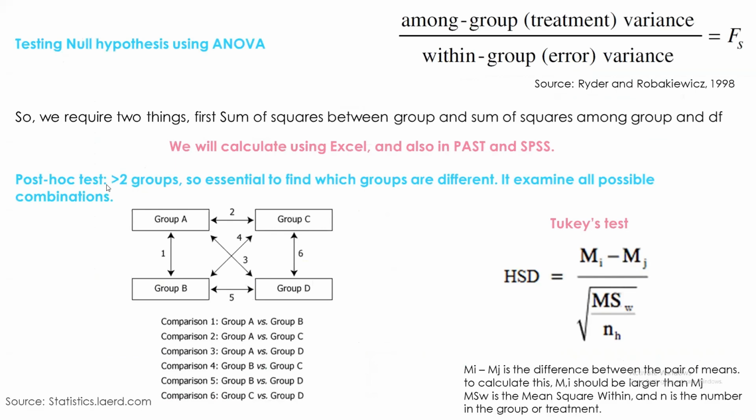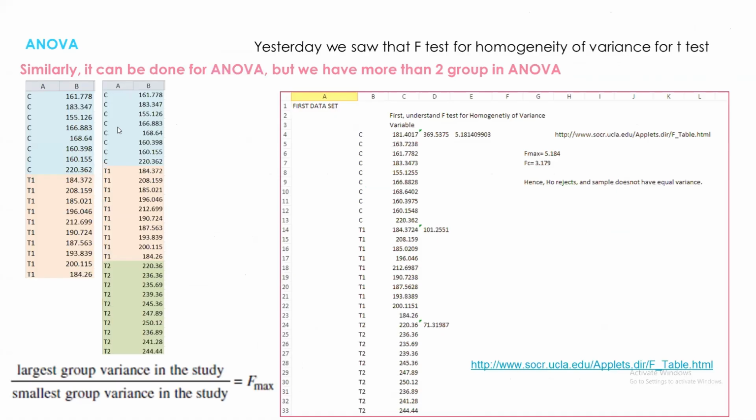What this post-hoc test means is that ANOVA will tell you whether any real difference exists between the different groups or not. As I said, in ANOVA you can have three or more different conditions or groups. So the ANOVA test will tell you whether there is any real difference between C, T1 or T2 or not. But it will not tell you which particular condition is having the real difference.